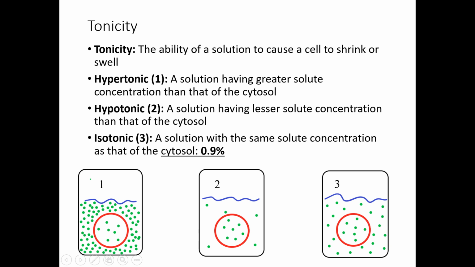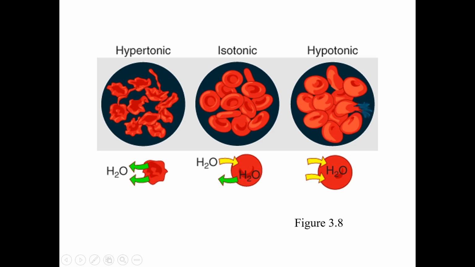And next one, this red blood cell was placed in an isotonic solution. A small amount of water will be moving here and there, but generally there will not be a lot of movement of water. That cell is just fine and happy. Okay, here is a picture from your book that illustrates what happens with red blood cells in hypertonic, isotonic, and hypotonic solutions. Please know that and be able to explain.